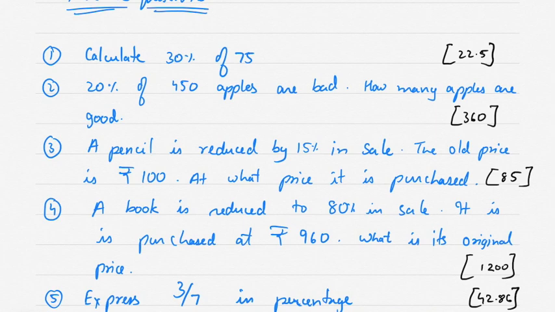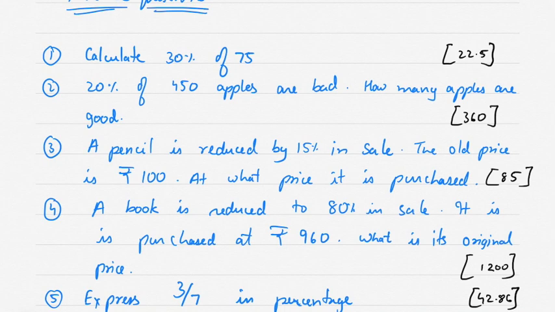So, question number 2, 20% of 450 apples are bad. How many apples are good? 20% of apples are bad. That means 80% is good, right? So 450 into 80 upon 100. So it comes to 360. That is the answer.